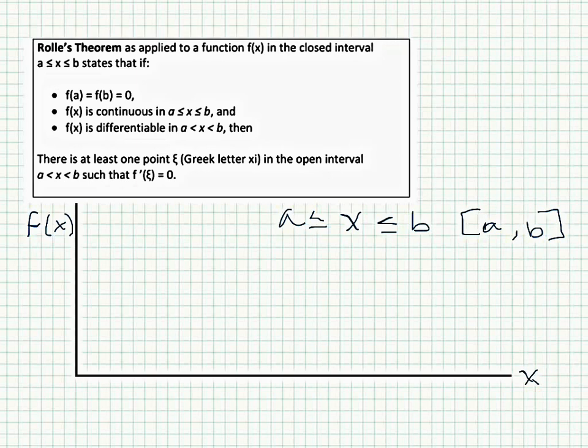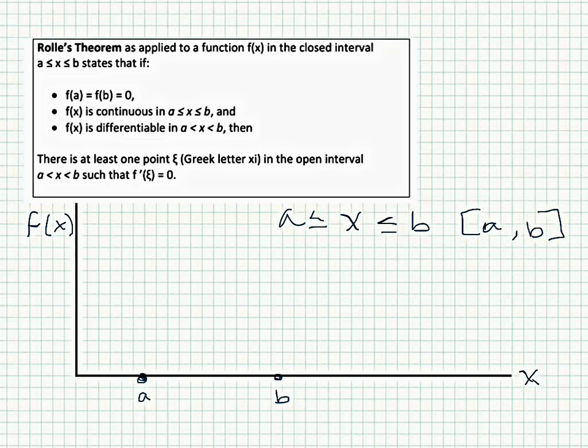So the function is defined between a and b. Now, to meet the conditions, our theorem states that f of a equals f of b, which equals 0. So let's put 2 points on our graph here. Suppose that this is a, and this is b right here. And they're both equal to 0. So the function goes through a and b.